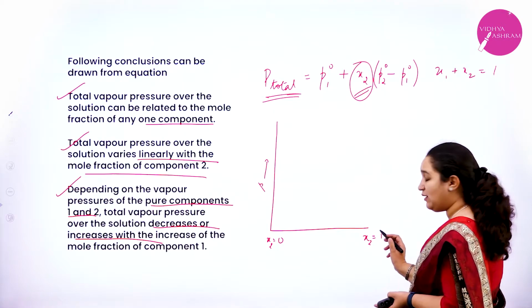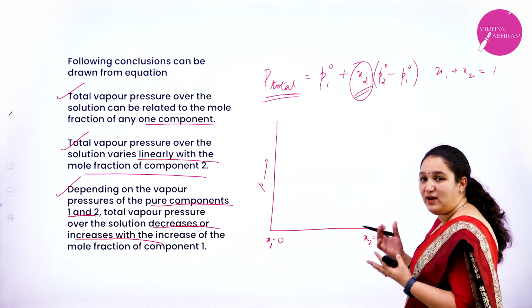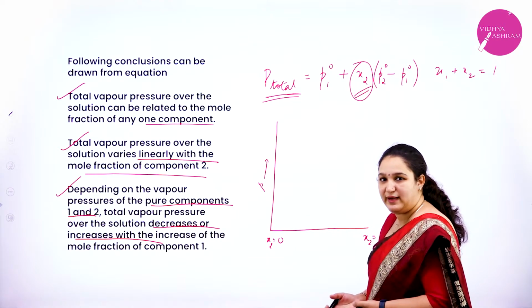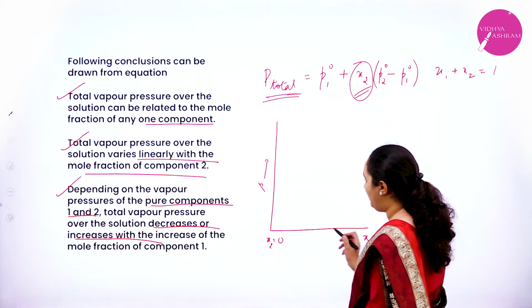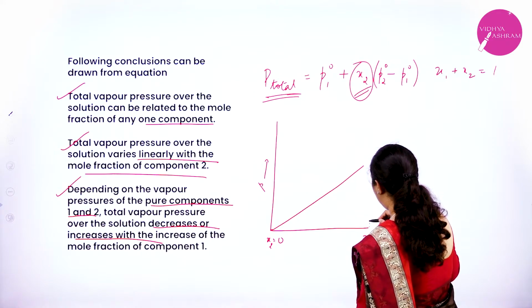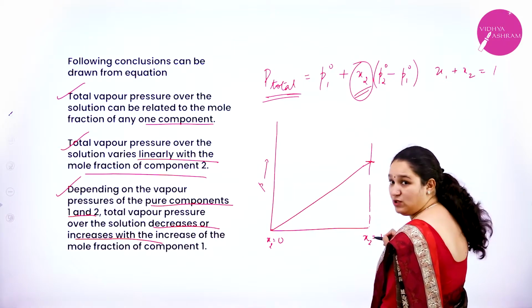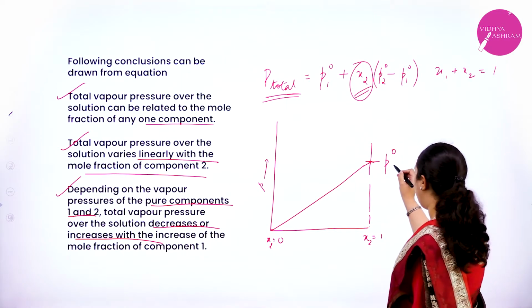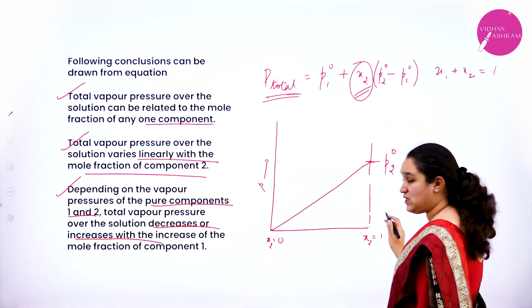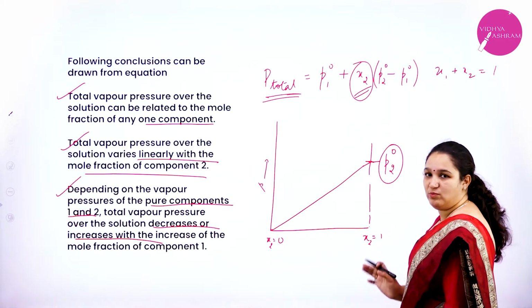So when x2 is equal to 1, what does it mean? Only one component is present, the other one is not present, or I can say the partial pressure is of only one component, and the other component's partial pressure is not there at all. Here, as the mole fraction increases, partial pressure increases. So you will get a straight line, and at this point, when x2 is equal to 1, this partial pressure is called P2 naught. Correct? So what is P2 naught? When x2 is equal to 1, only one component is there. It is the partial pressure of the pure component.